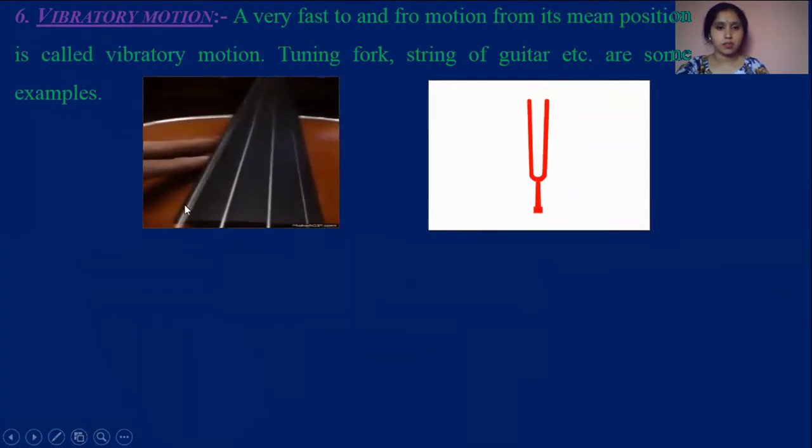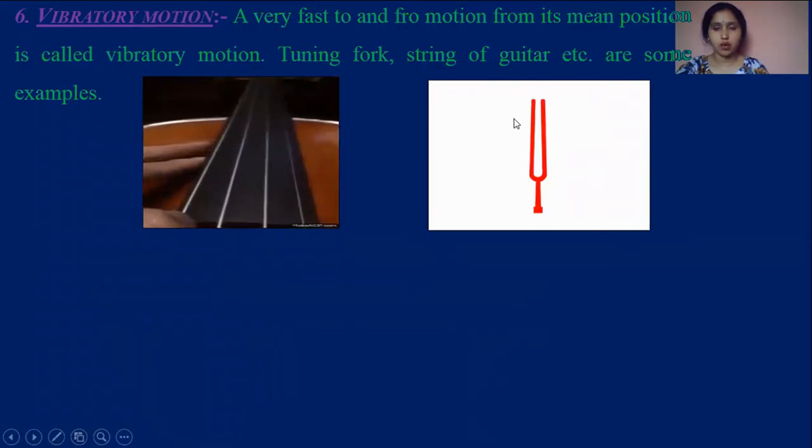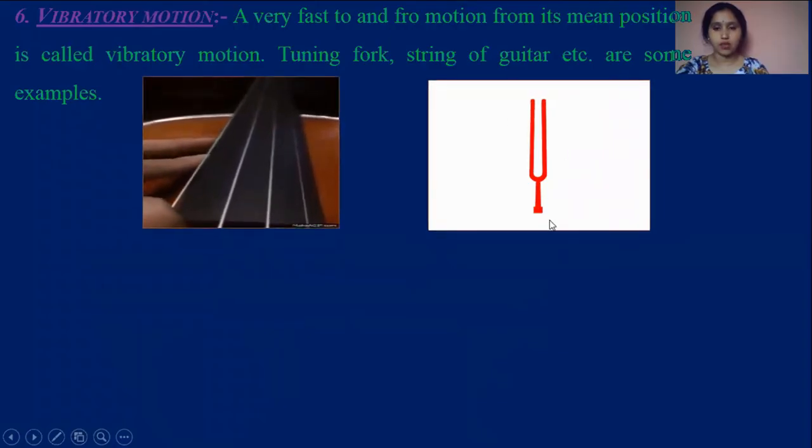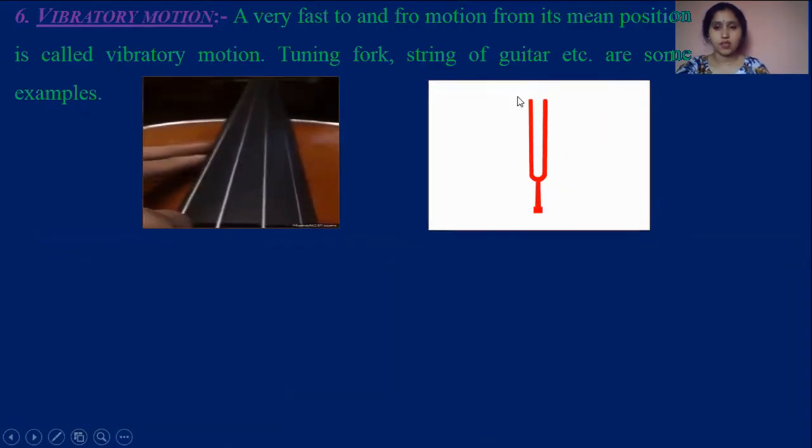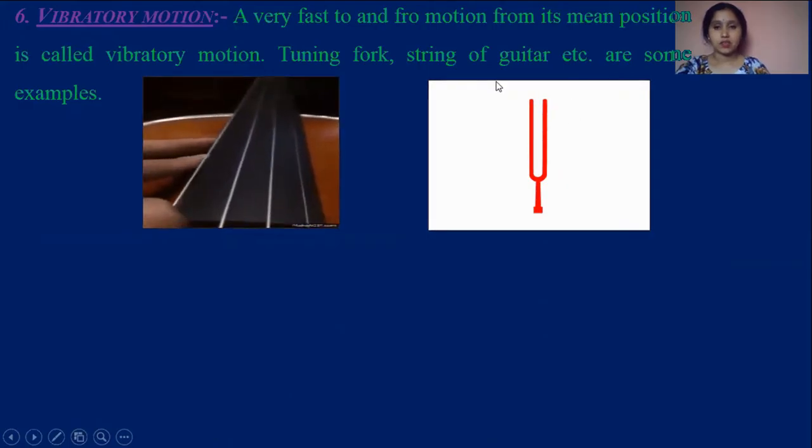You can see here a person is plucking the string of a guitar, so it produces vibration. And the tuning fork is especially used in the physics lab. It is a metallic U-shaped device. The U-shaped front part we call prongs. These are the arms of the tuning fork, and the lower one is the stem. When the prongs of the tuning fork are struck against a rubber pad, it produces vibration. In this way they have vibratory motion.